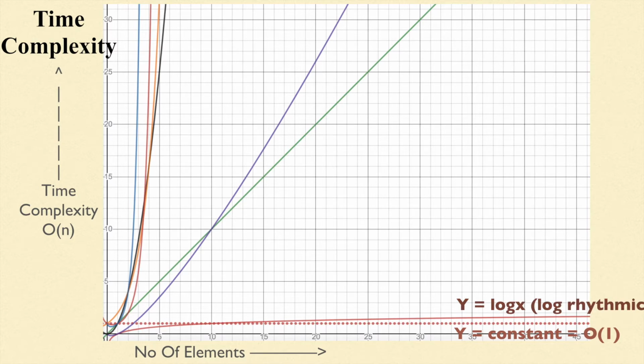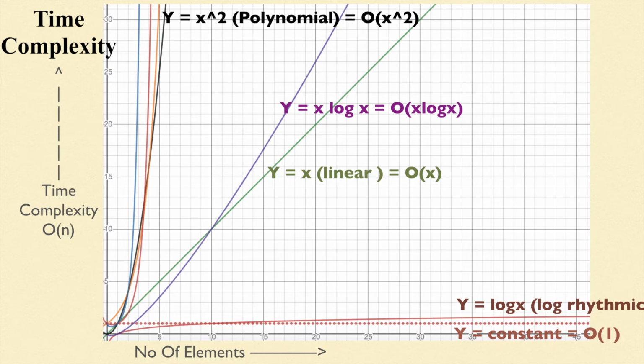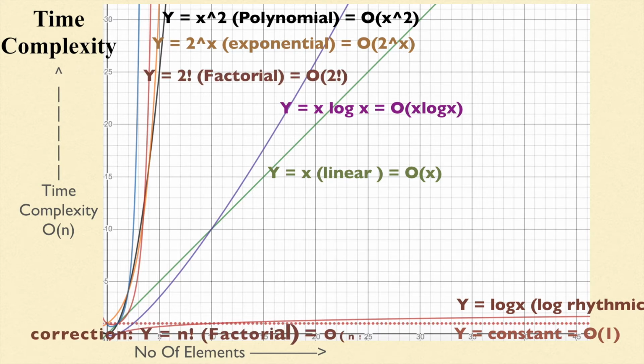The next one is log x, logarithmic time complexity. And then comes the linear time complexity, O(x). Then the next time complexity is x log x, which is more than the linear one. Then the next comes polynomial time complexity, x square. And more than that, exponential time complexity, 2 raised to power x, represented by the notation O of 2 raised to power x. Then the next comes factorial time complexity, and then x raised to power x time complexity.